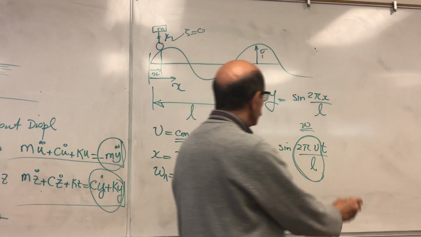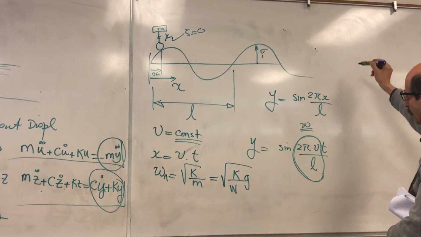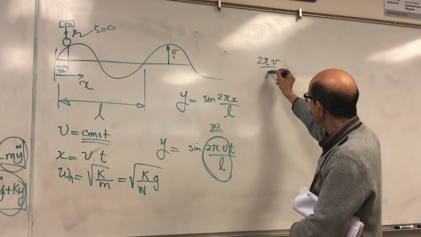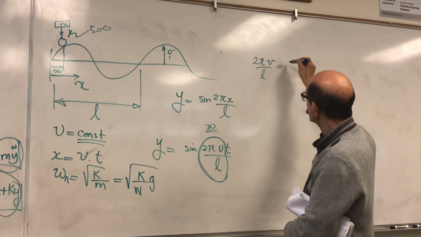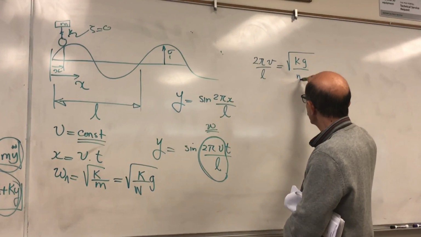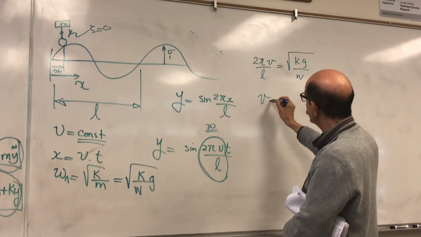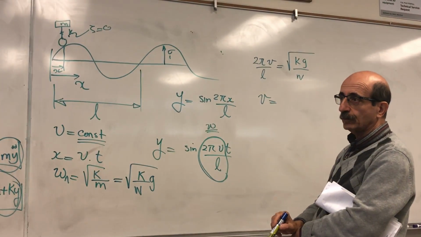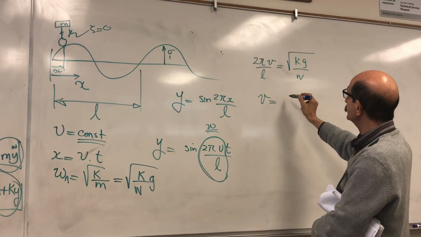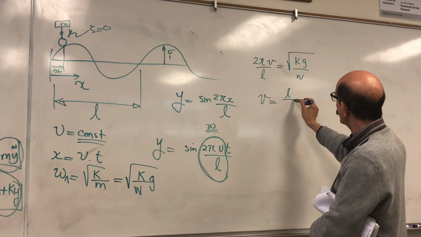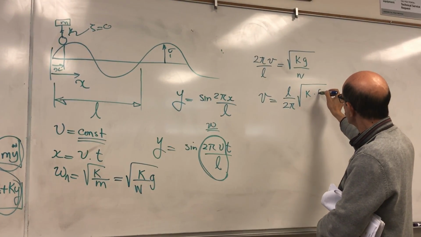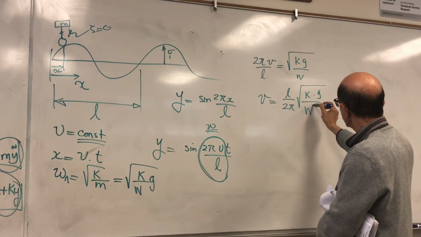So the most undesirable speed would be what? When this frequency is equal to this natural frequency. Or you can find the undesirable speed, which in that case would be L over 2 pi square root of k g over w.